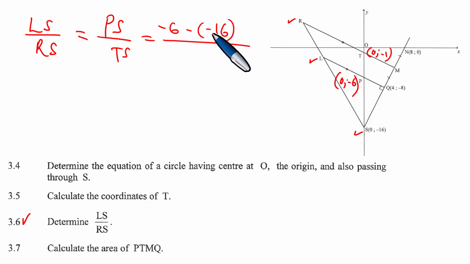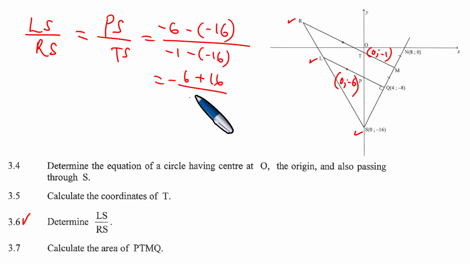Look at the fact that negative times negative is going to give us a positive, so that in the end we have a positive number. The larger number is positive. But now the TS, right, so that is PS, and then you're looking at the TS. TS itself is the distance between -1 and -16. So which means you have -1 minus -16, and this is -6 plus 16 divided by -1 plus 16.